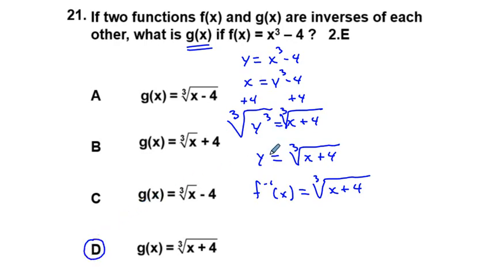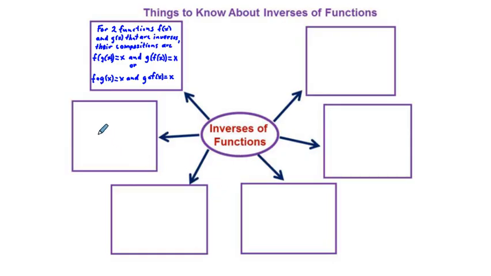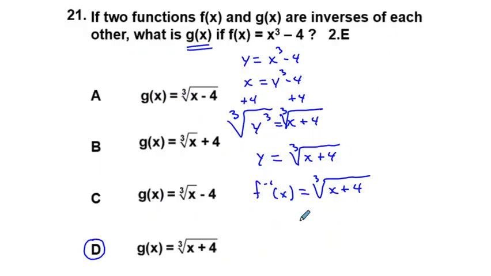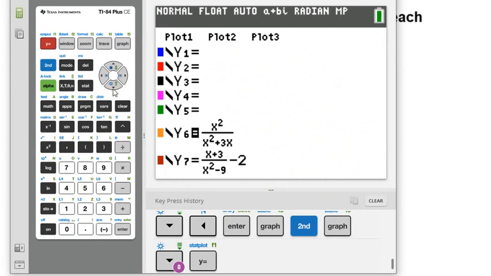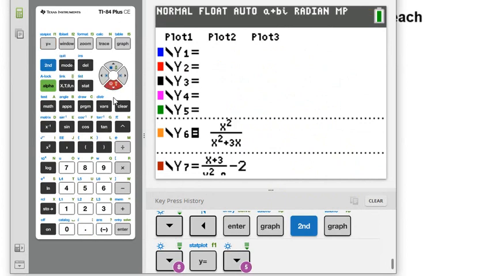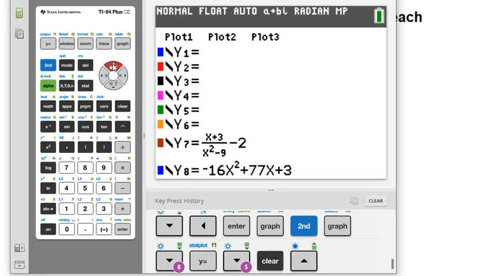And do you remember that thing we did that was things to know about inverses of functions? We had that list here. One of the things is that two functions that are inverses of each other will reflect about the line y equals x. So we go ahead and take this here, and we can put them in the calculator. x cubed minus 4. I'm going to go ahead and clear this out. So we have x cubed minus 4 right here.